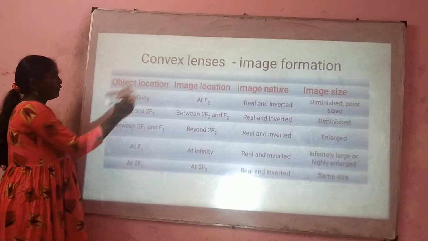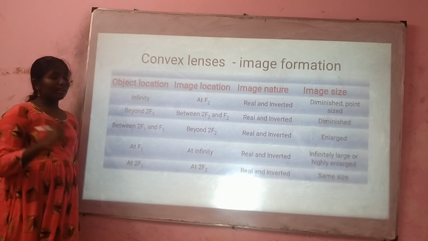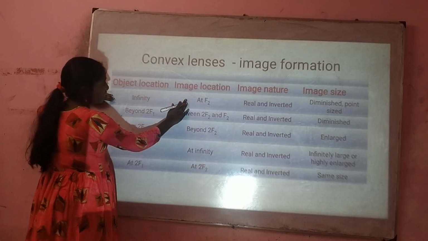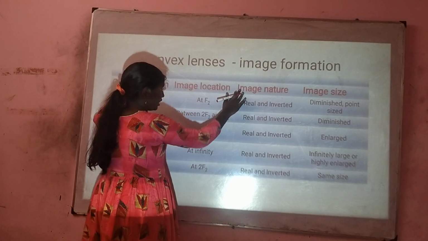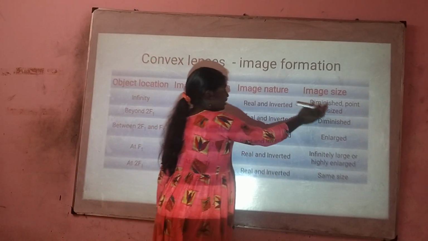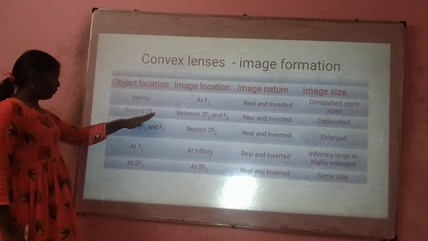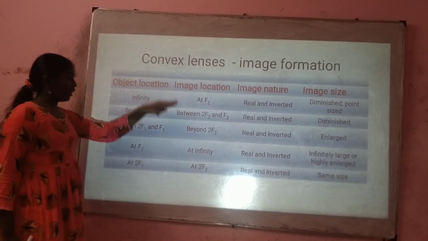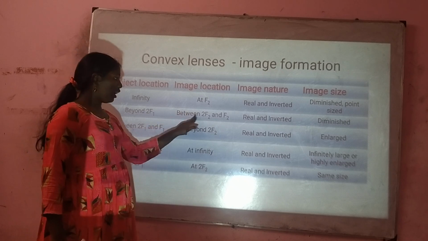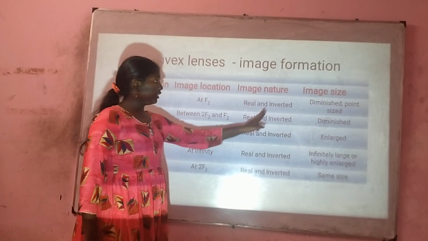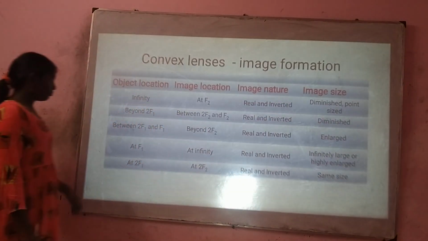Convex lenses image formation summary table. Object location infinity, image location at F2, image nature real and inverted, image size diminished, point size. Object location beyond 2F1, image location between F2 and 2F2, image nature real and inverted, image size diminished.